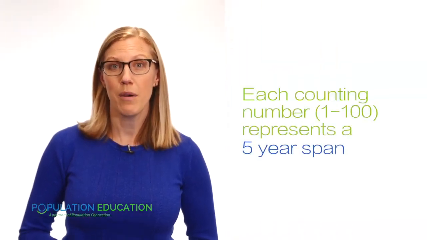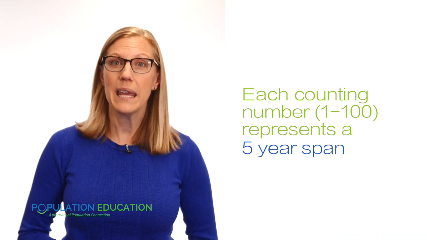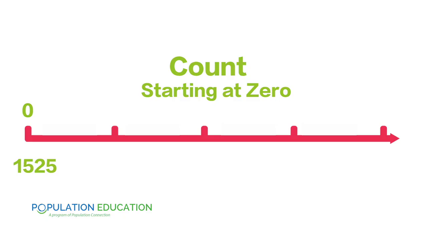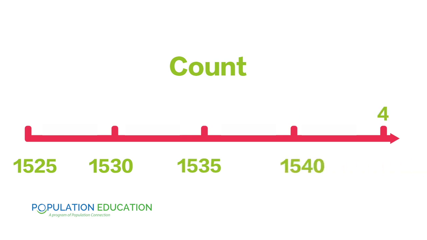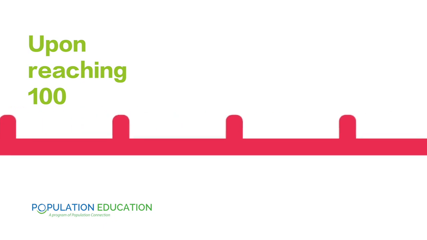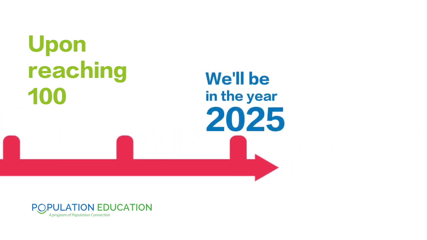We will count in unison from 1 to 100, and with each number, jump through time 5 years. When we begin and are at 0, the year is 1525. So when we count 1, we'll be in 1530. When we count 2, we'll be in 1535. 3, 1540, and so on, so that when we say 100, we'll be in the year 2025.